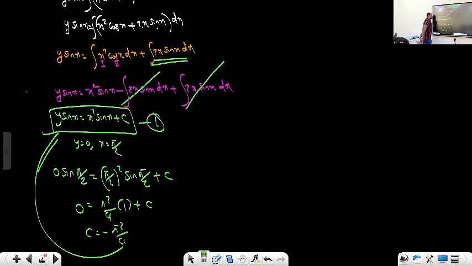From equation 1, just replace. From 1, y sin x equals x square sin x minus pi square by 4 is the required particular solution. They are asking general solution. Particular solution.